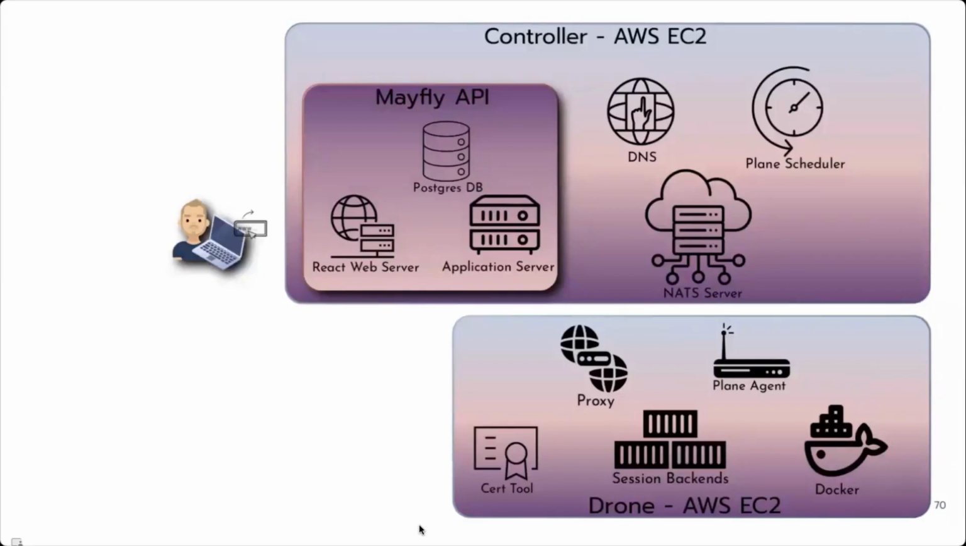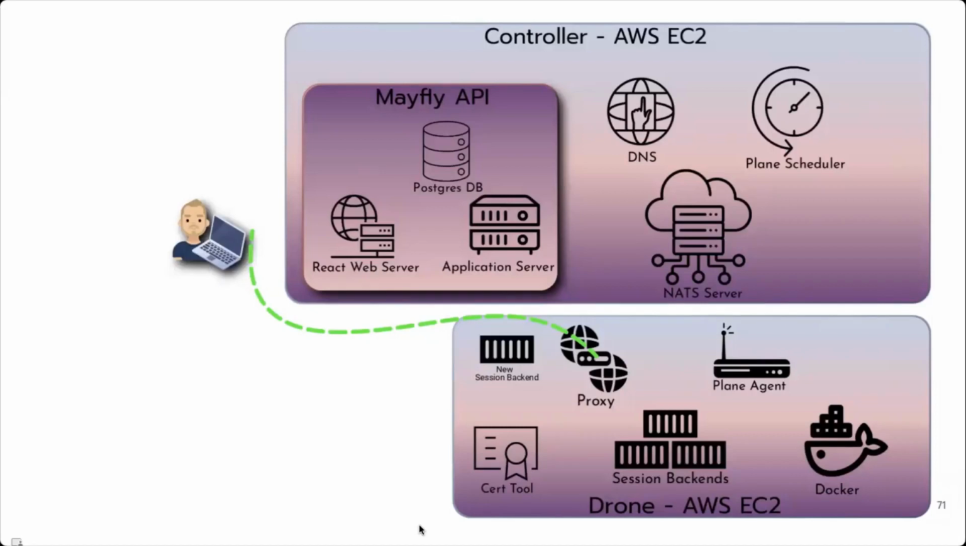Once Docker has the new session backend running, the URL sent to the user is now usable. When the user is directed to the URL, an external DNS provider routes the request to the internal DNS provider within the plane controller. This internal DNS server is then able to route the request to the corresponding drone hosting the session backend.